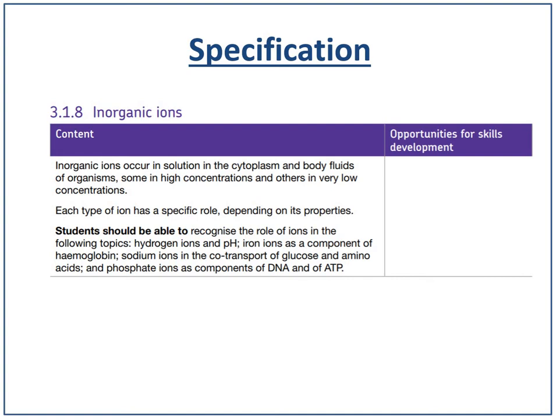Students should be able to recognise the role of ions in the following topics: hydrogen ions and pH, iron ions and the components of hemoglobin, sodium ions in the co-transport of glucose and amino acids, and phosphate ions as components of DNA and of ATP.